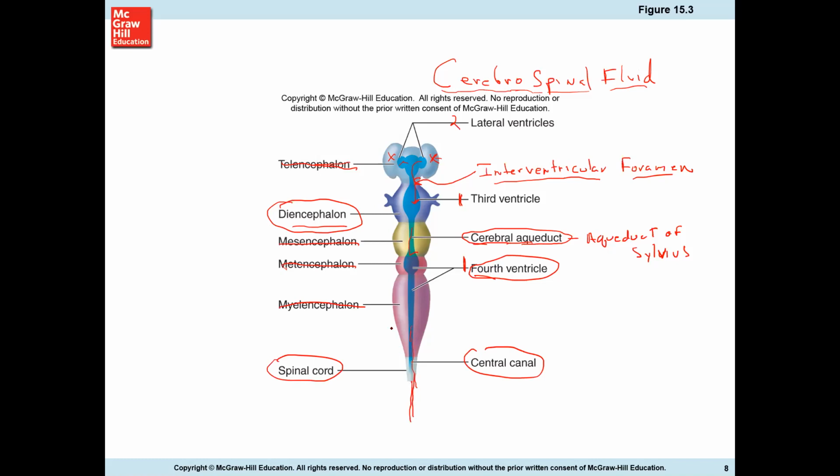But remember, I told you before that the cerebrospinal fluid also flows through the subarachnoid space in the brain, right? In the brain and in the spinal cord. So cerebrospinal fluid is found in 2 places. One is in all these ventricles, and the other place is the subarachnoid space in the CNS, brain and spinal cord.